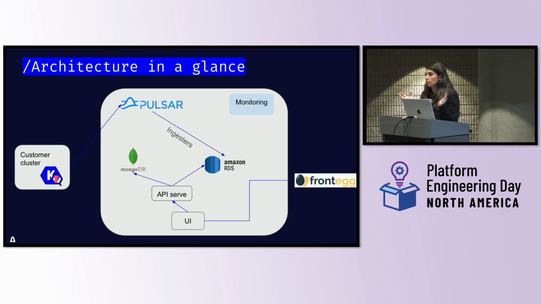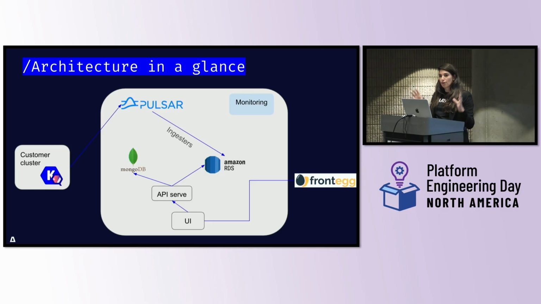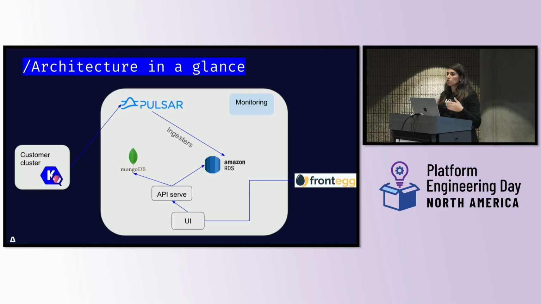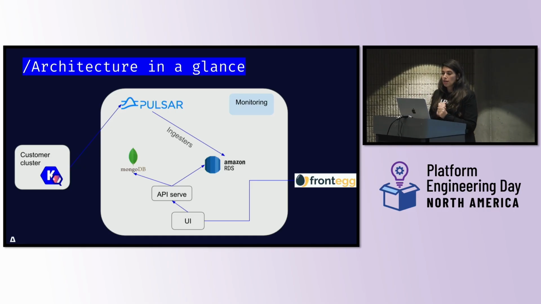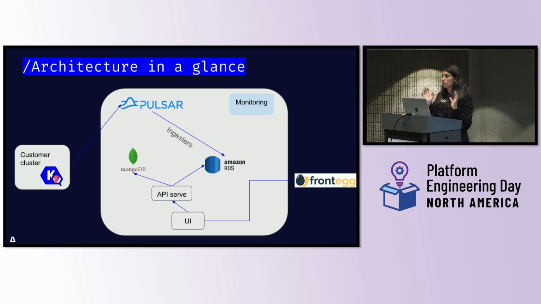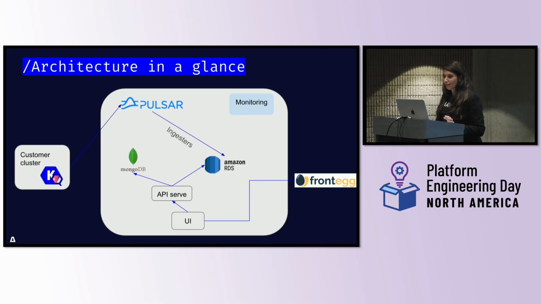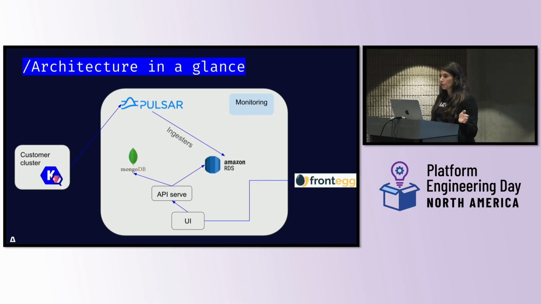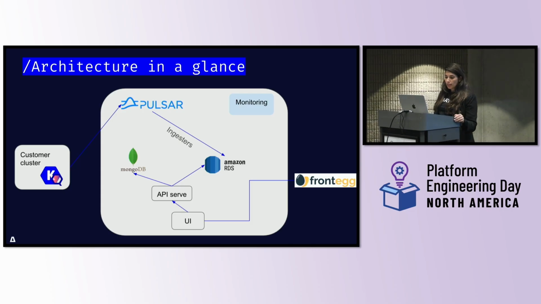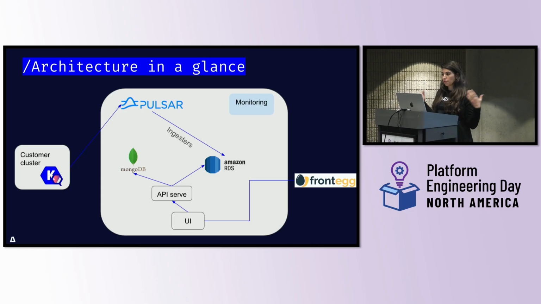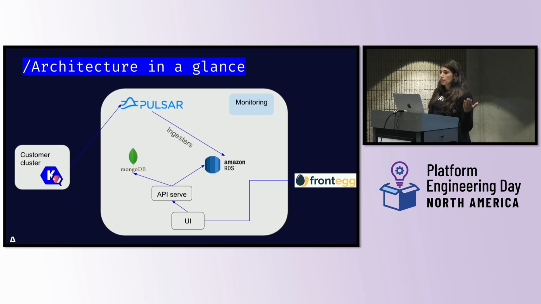So here is a small architecture at a glance of our whole product and environment. Kubescape sends the vulnerability reports to our SaaS environment. Our SaaS environment has Pulsar. If not everyone knows, Pulsar is like the twin sister or brother of Kafka, an open source one. We use that for queuing. Then we ingest this data and store it in the RDS.